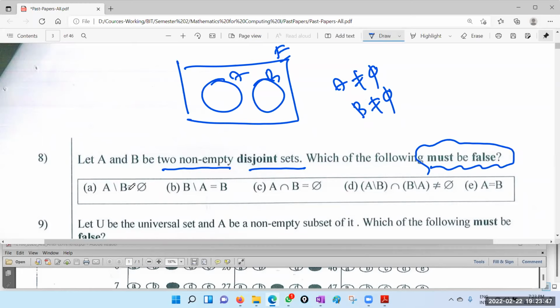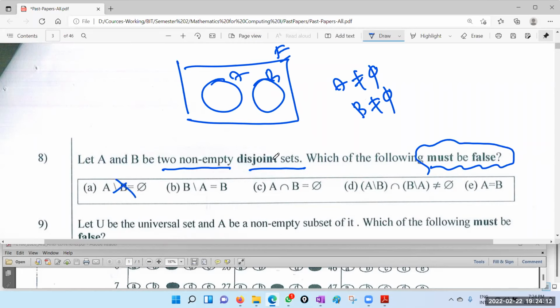Right. A minus B equal 5. A minus B must be 5 because it's disjoint. When it is disjoint, definitely there is no intersection. So therefore A minus B must be 5. A minus B equal 5 must be true. What we need is must be false. So therefore this is not the answer.